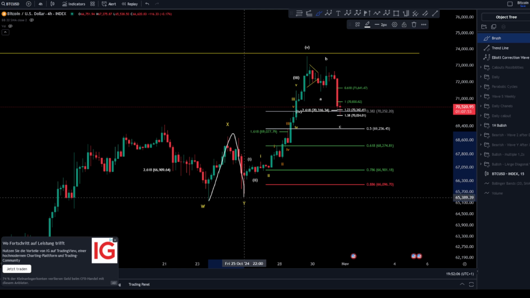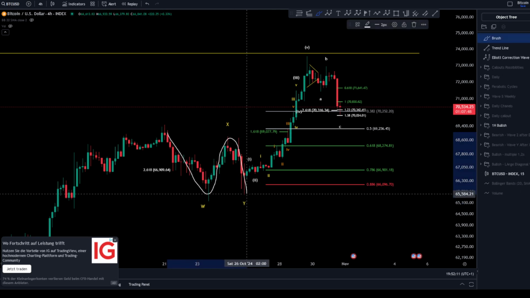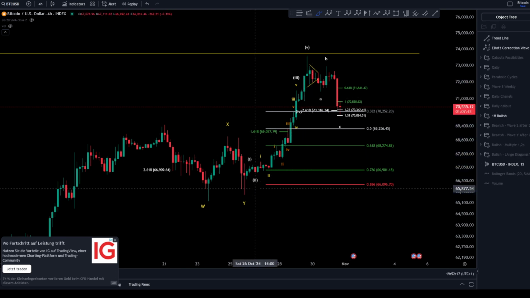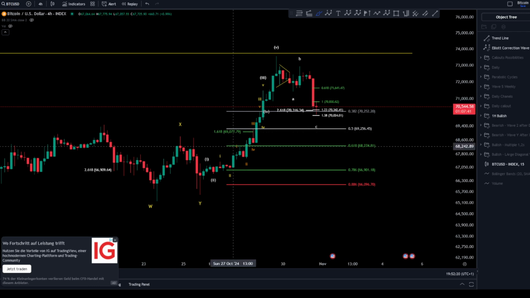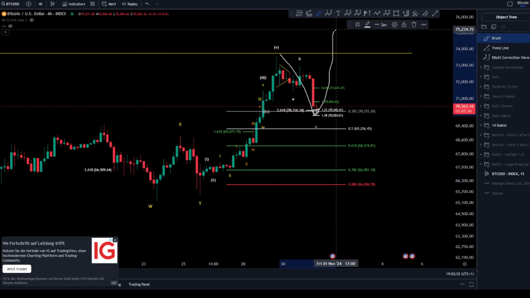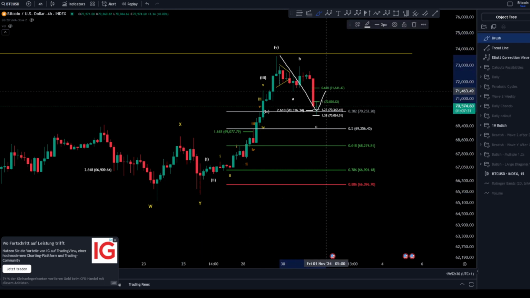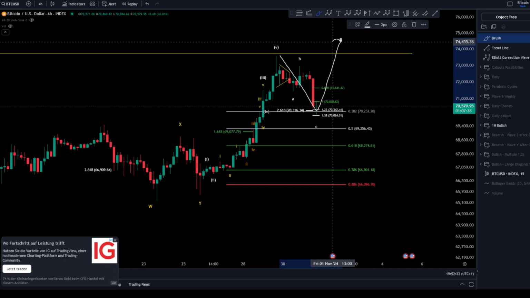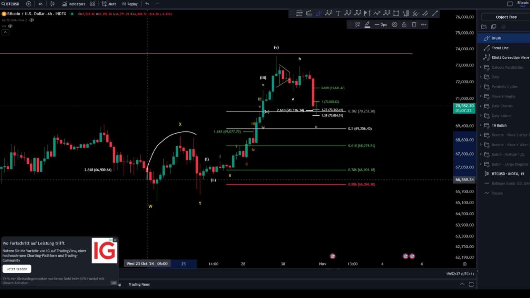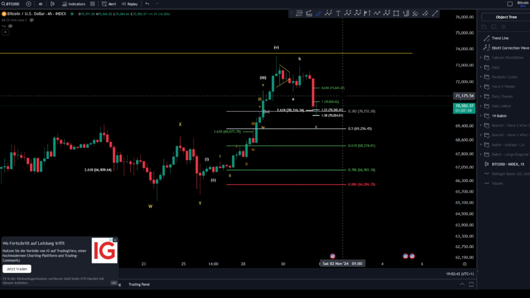Therefore, very low possibility that this is a 1-2, because I see it as WXY, and we start here our impulse towards the upside after the finished structure. However, if we are already in wave 1 here, then you are looking for wave 2 and then continuation towards the upside. In case you are in 1-2, then you are looking for a 4 and a 5. However, the wave 5 might only take the all-time high and then move down again.